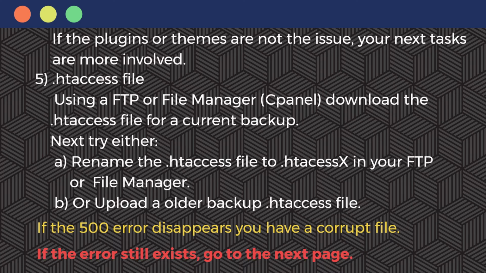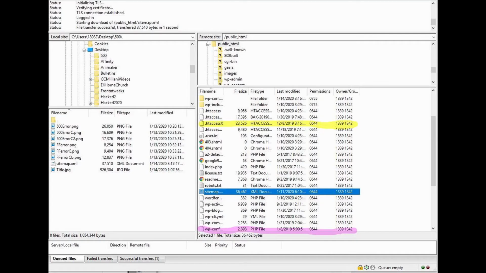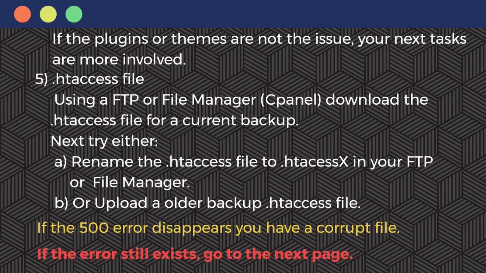Now, in your FTP or file manager, you need to rename your existing htaccess file to another name, or upload an older htaccess file that you saved. What you're trying to do is to see if the problem is in this particular file. So if your 500 server error disappears, you know you have a corrupt htaccess file.